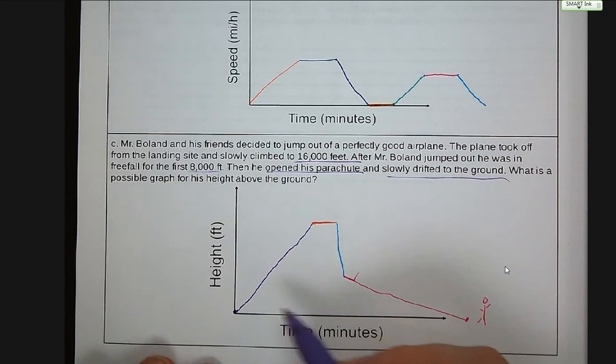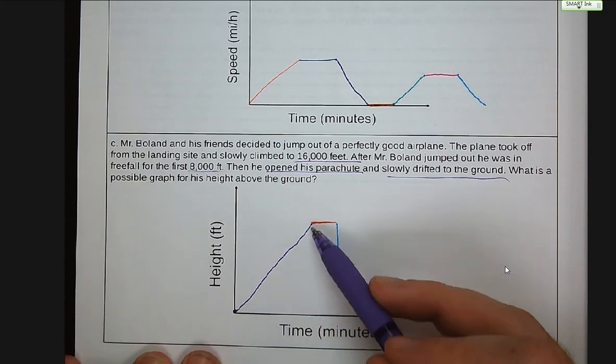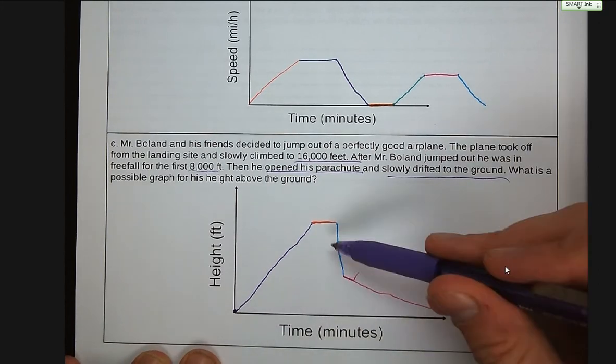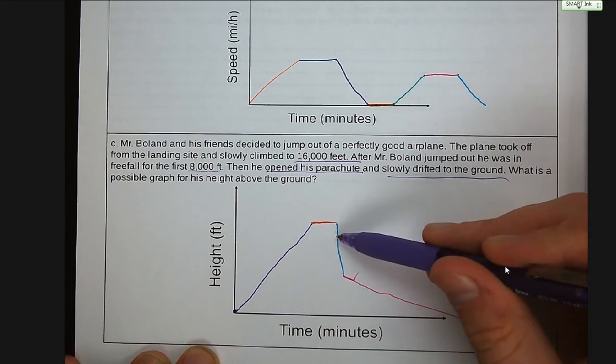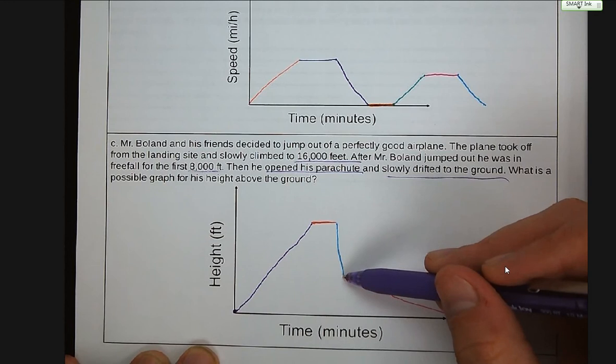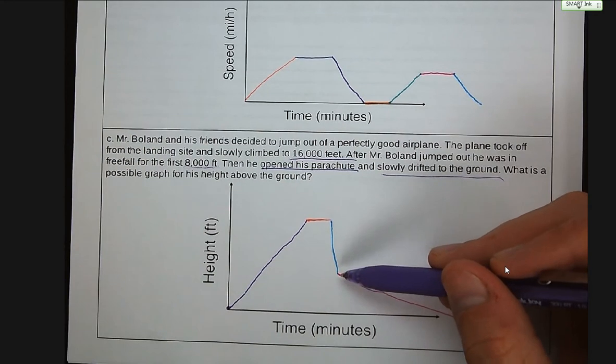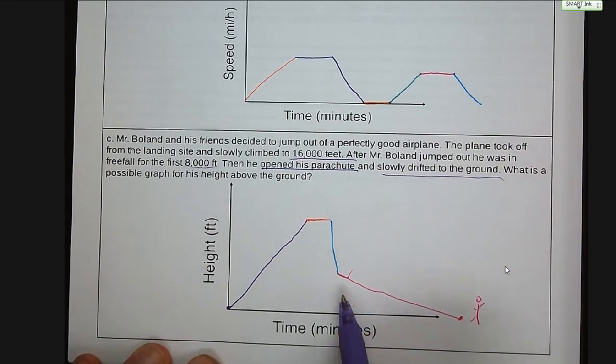We slowly climbed in the plane. We were there for a moment as I got ready to jump out. When I jumped, I fell, so in a very short amount of time, I decreased a large amount of height, dropped about 8,000 feet in about 2 minutes. And then when the parachute was opened, we drifted the rest of the way down to the ground. So it was a much slower descent.